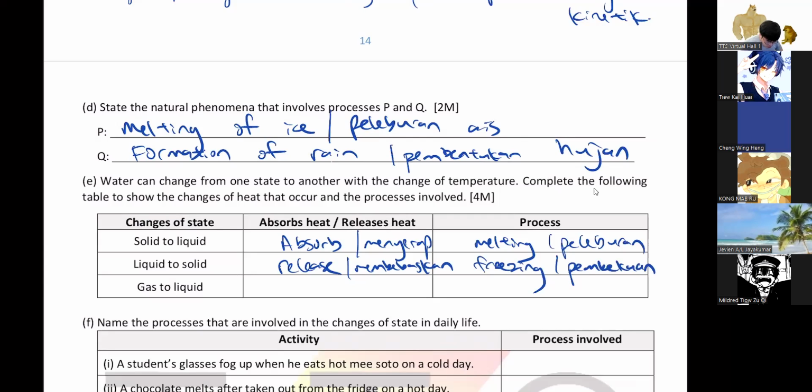Gas to liquid, this is the same as up there, releasing heat, membebaskan. So this is condensation, kondensasi.